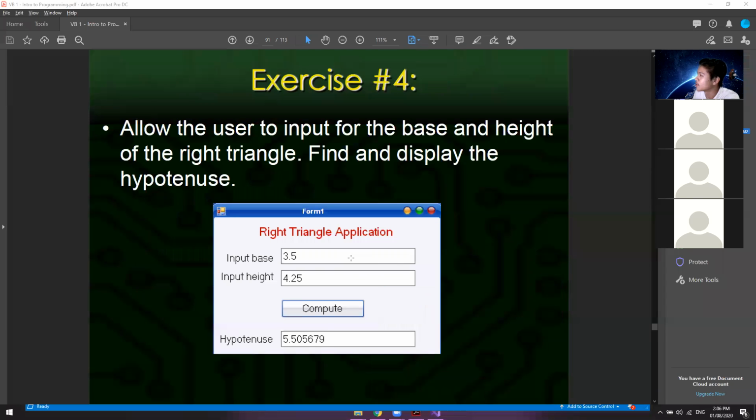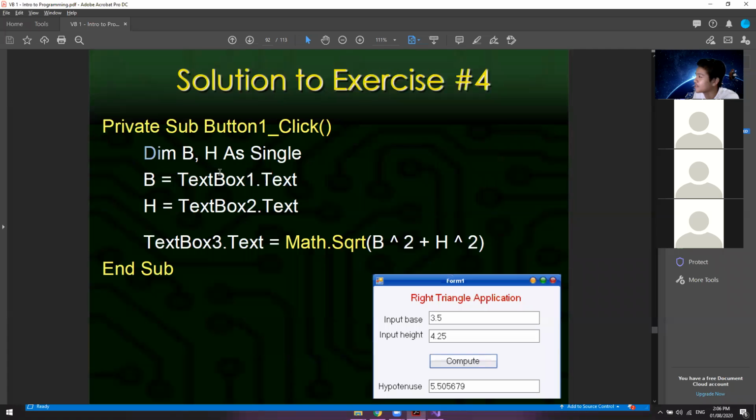Kayang-kaya nyo na to. Okay? So, kailangan pa ba natin gawin to? Gusto nyo bang i-demo? Hindi na, sir. Hindi na, since nandito na rin lang.